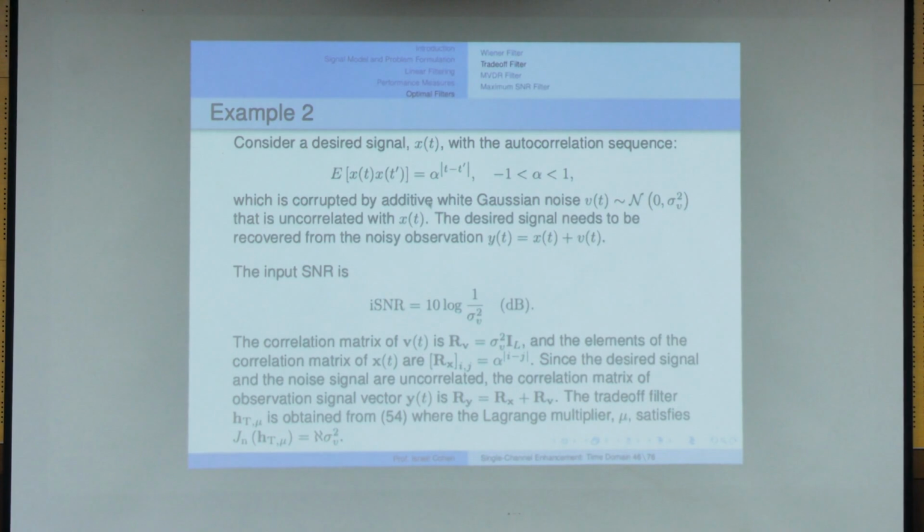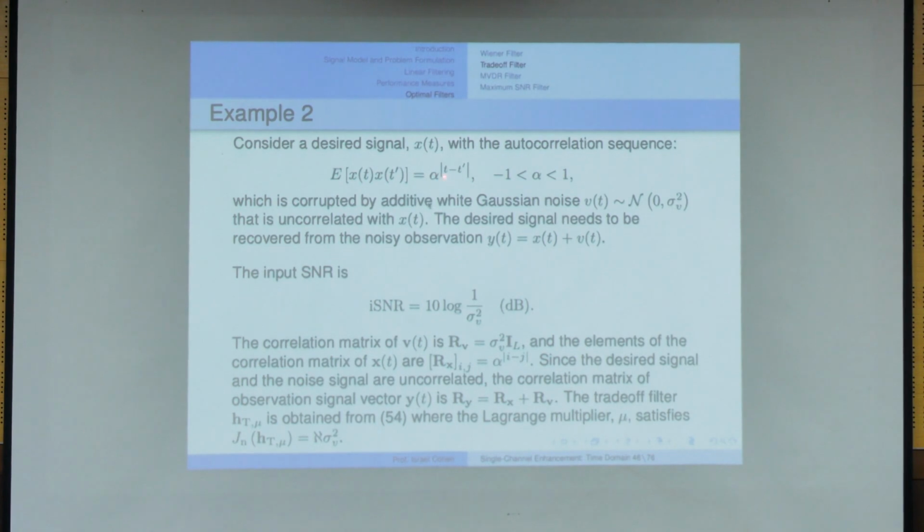What does it mean, negative? If alpha is negative, what does it mean that the correlation between two samples is negative? So yes, it changes sign. So correlation can be with the same sign or change the sign. It means that if two samples have similar values, so if we know one, we know that the other one is close to that. Or it's in the other sign, so it will be negative.